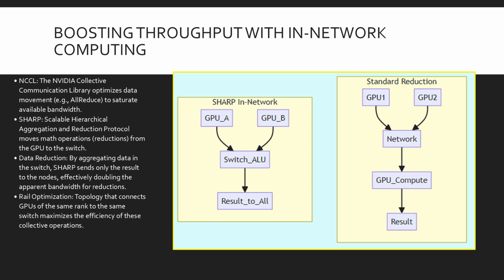Less data traverses the network. SHARP effectively doubles the bandwidth performance for these operations. This, combined with rail-optimized topologies where GPUs of the same rank share a switch, ensures we squeeze every bit of throughput out of the physical hardware.